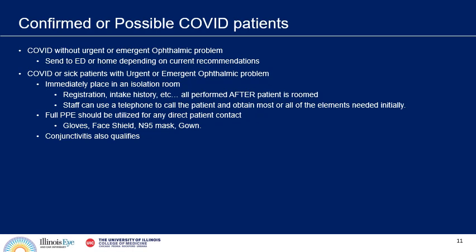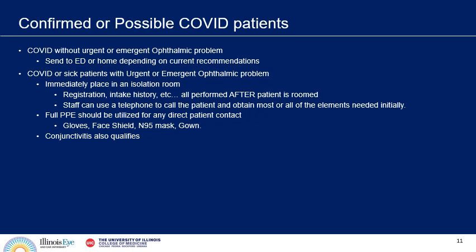Registration and initial intake history can be taken over a telephone that is in that room so that they don't need to have direct contact with that patient. And then full protective gear should be used, including gloves, face shield, N95 mask, and perhaps a gown when you enter to actually examine the patient.